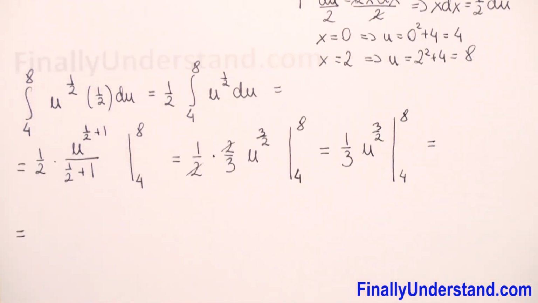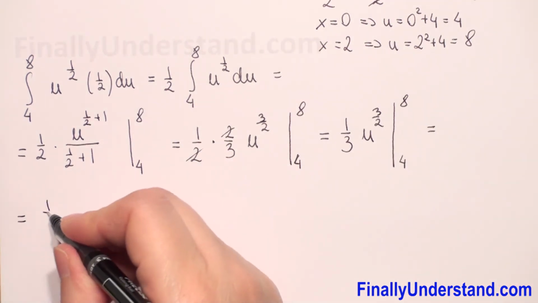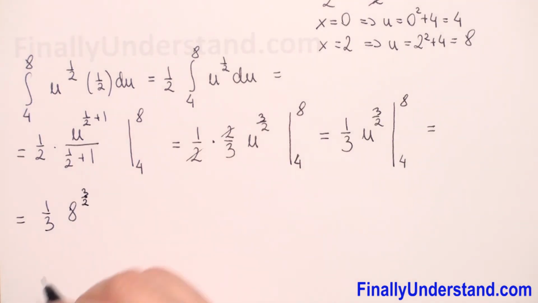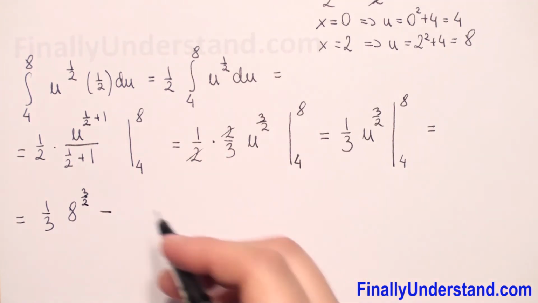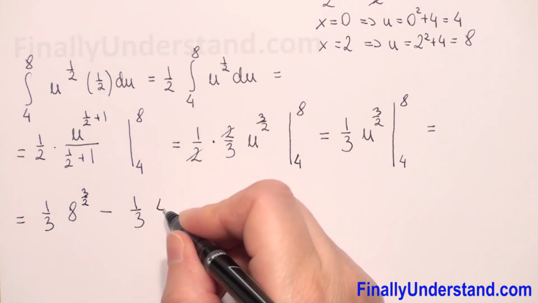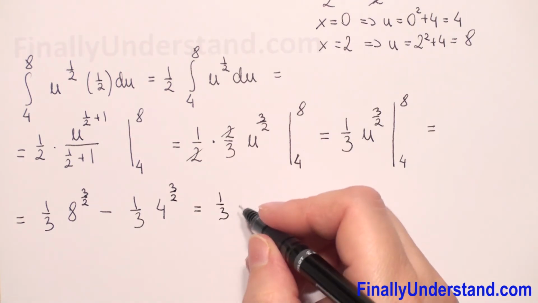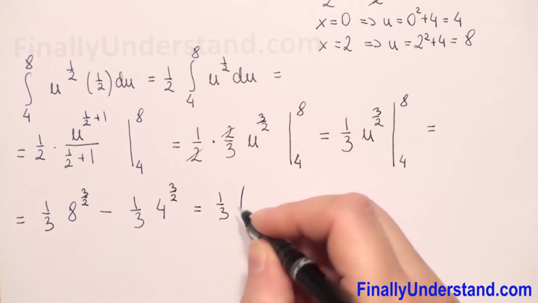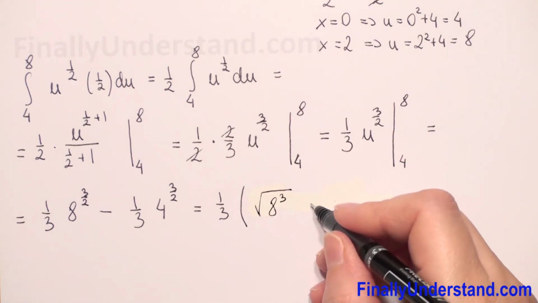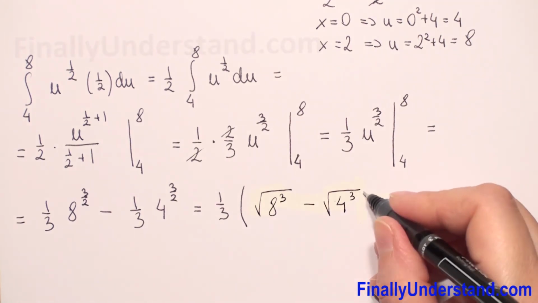Next, we have to substitute first u by upper limit. So 1/3 we have to copy, and we have 8 to power 3 over 2 minus, we have to subtract lower limit. It means we have to substitute u by 4 now. 4 to power 3 over 2. So this is equal 1/3 we can factorize, and we have in parentheses, we have square root of 8 to 3rd power minus square root of 4 to 3rd power.